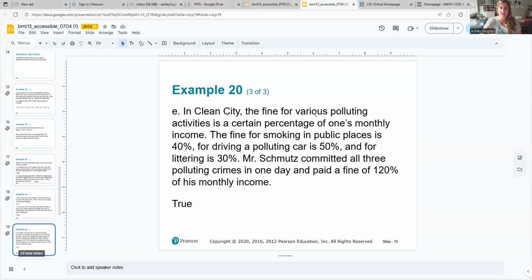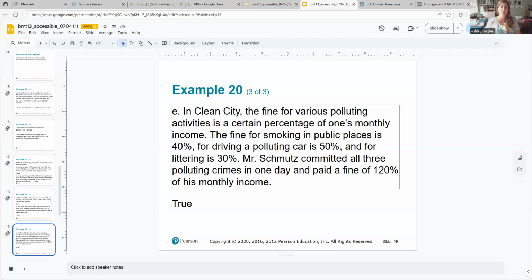In Clean City, the fine for various pollutant activities is a certain percent of the offender's monthly income. The fine for smoking is 40%, for driving a polluting car it's 50%, and littering is 30%. Mr. Swipes committed all 3 polluting crimes in one day and paid a fine of 120% of his monthly income. Because they're all the percent off the same income, you can add them together.